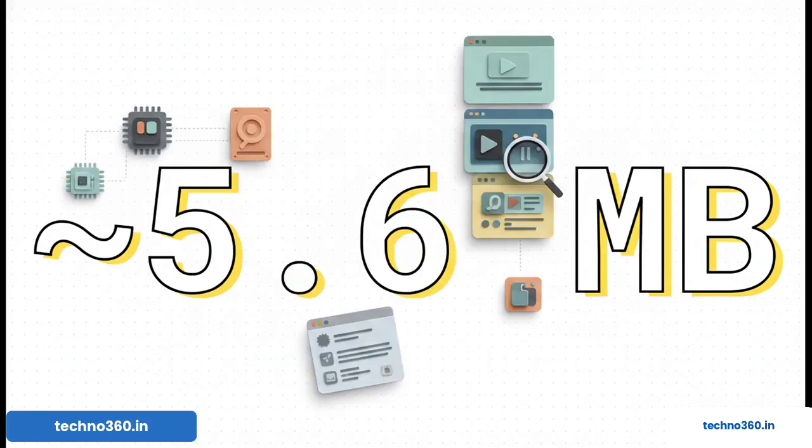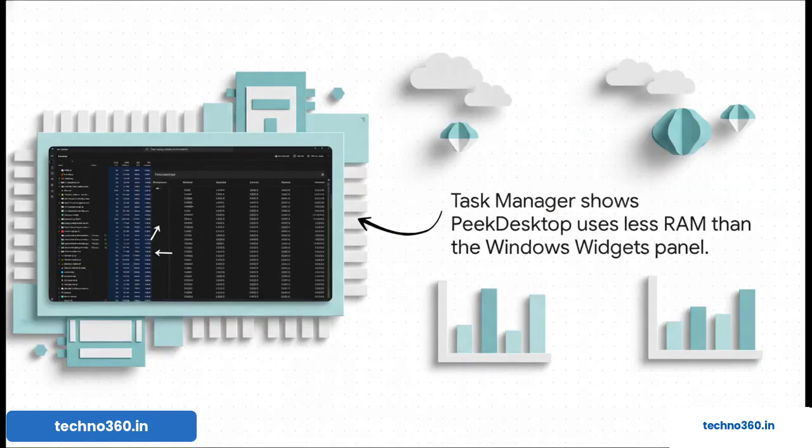And what about when it's running? It sips on about 5.6 megabytes of your computer's memory. That is an incredibly tiny amount. To really put that into perspective for you, here's the proof, straight from Windows Task Manager. You can see PeekDesktop just chilling there, barely using any resources. In fact, that built-in Windows Widgets panel uses way more memory just sitting there doing nothing. So yeah, this has pretty much zero impact on your PC speed.